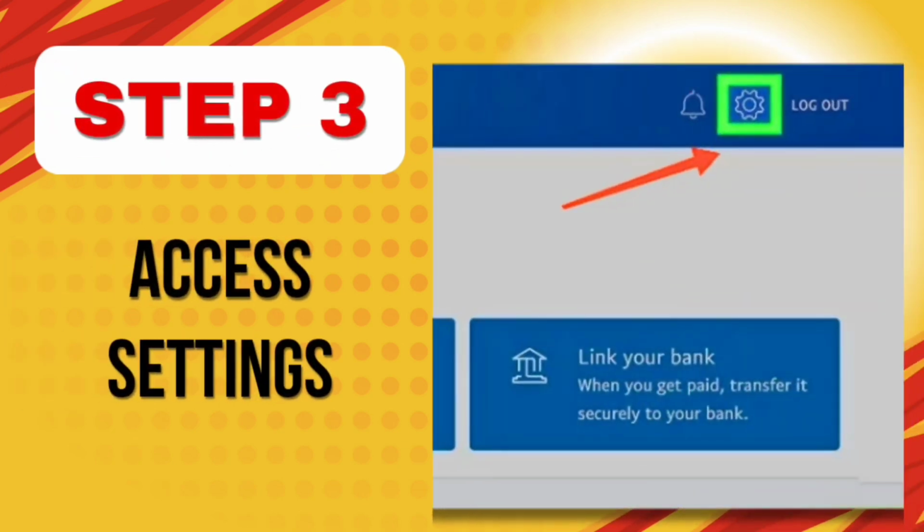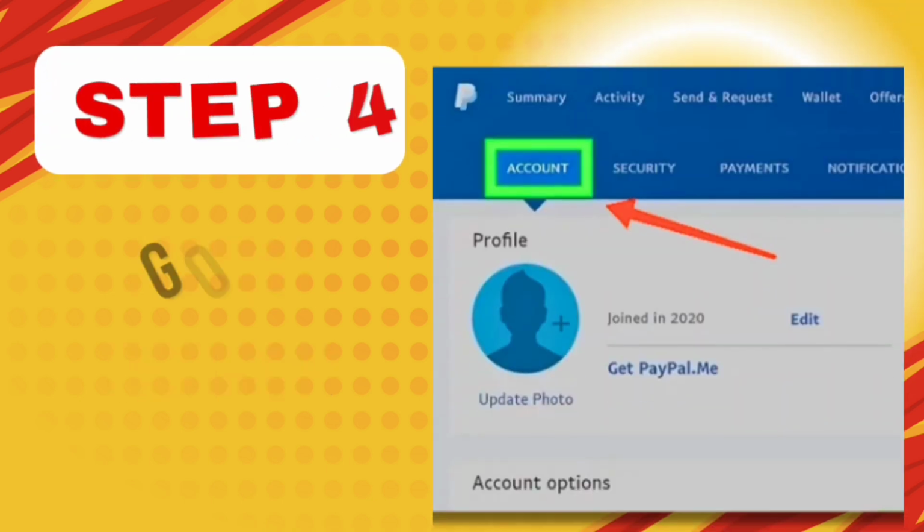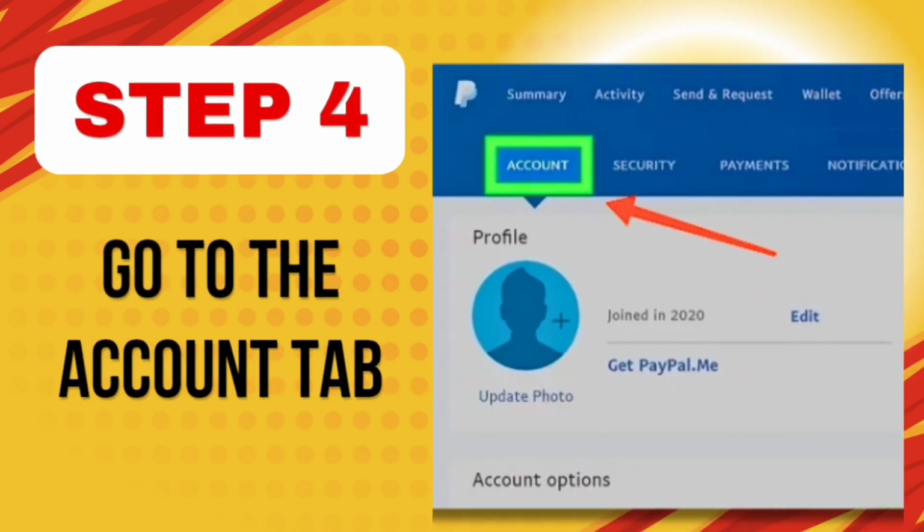Step 3. Access Settings. Click the Settings gear icon in the upper right corner of the window. Step 4. Go to the Account tab. This tab is located next to Security, Payments, and Notifications.